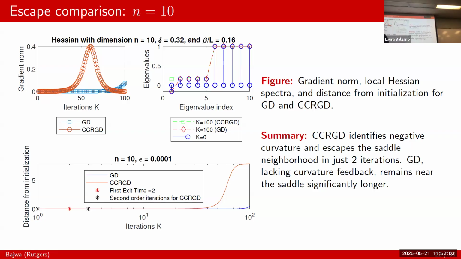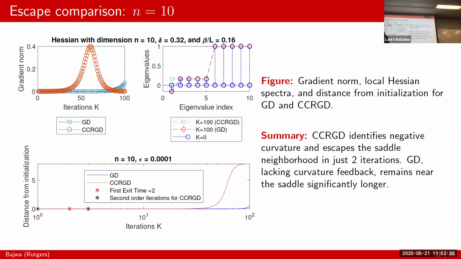This is CCRGD. What happens is that over here, it realizes that it is too close to the saddle, to the stable subspace. It does that perturbation and it exits at this point.